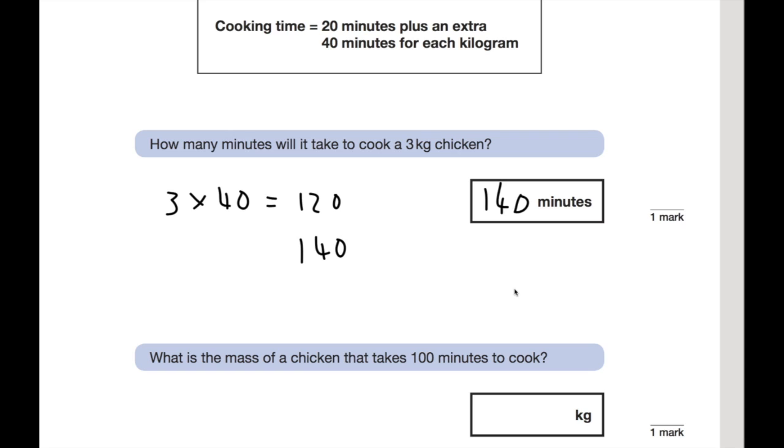For the second part of the question, it says, what is the mass of a chicken that takes 100 minutes to cook? So what we're going to have to do here is do 100, because that's how long it takes, minus the 20 minutes it takes initially, so that's 80. And the number that we've got left is a multiple of 40s, and it's 2 40s, so that must mean it is 2 kilograms, because for every kilogram it takes 40 minutes, and it takes 80 minutes, so 2 times 40 is 80, 2 lots of kilograms.